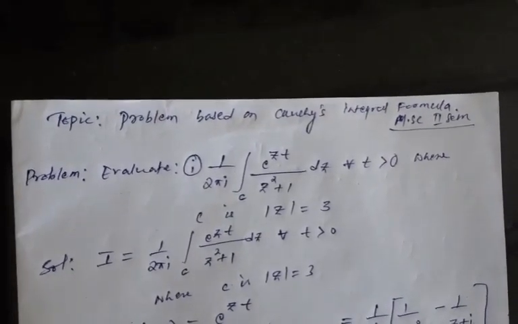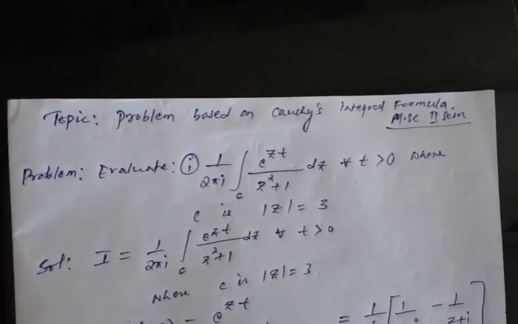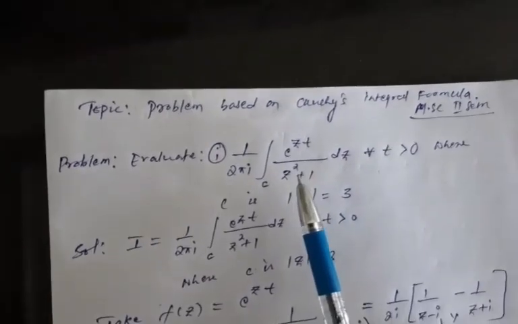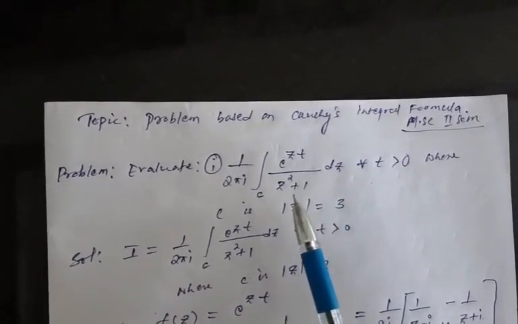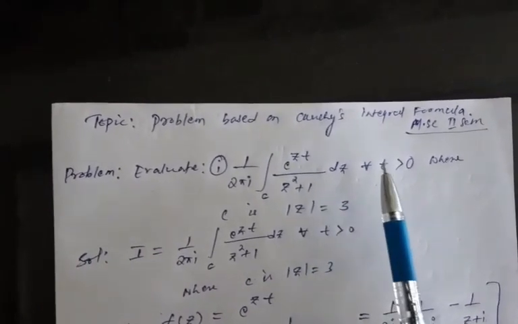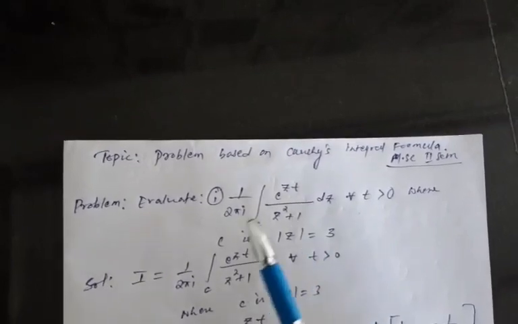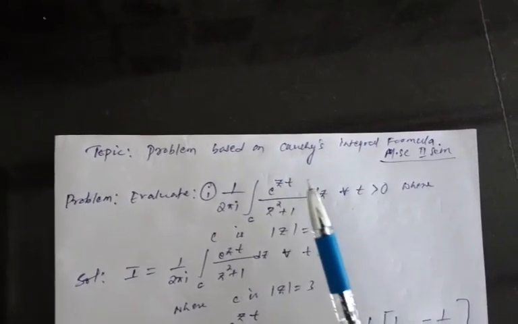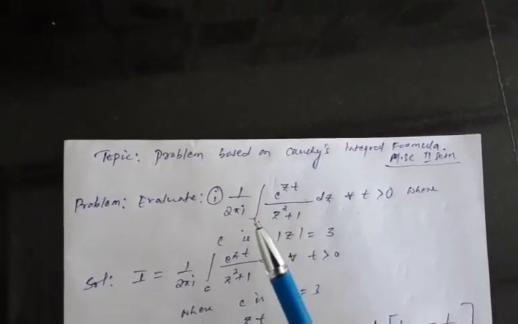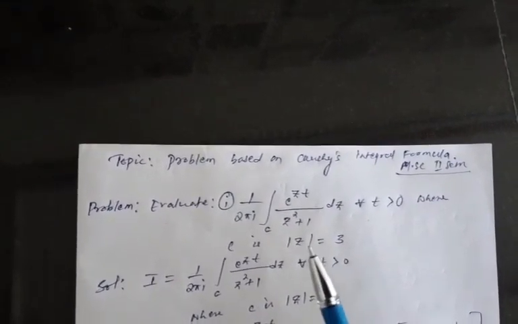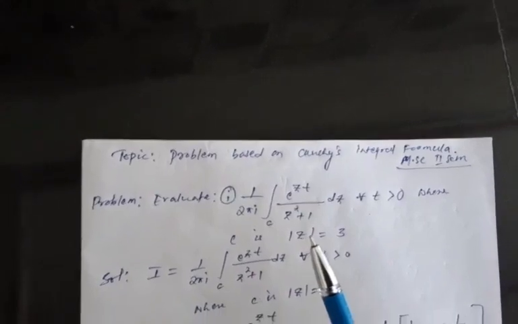Hello students, today we will discuss some problems based on Cauchy's integral formula. So first problem is: evaluate 1 by 2 pi i integration over C e to the power zt divided by z square plus 1 dz for all t greater than 0, where the circle is mod of z equal to 3. So we have been given a function and we have to integrate this function around a circle whose radius is 3 and whose center is at the origin.